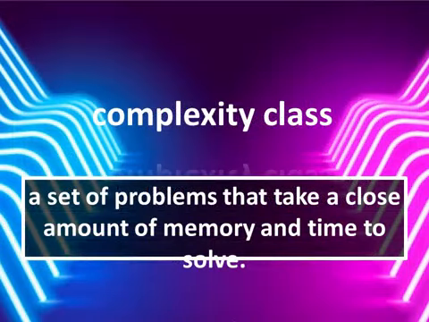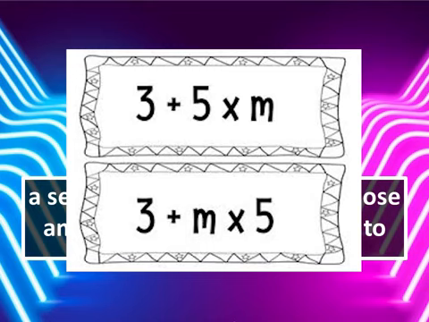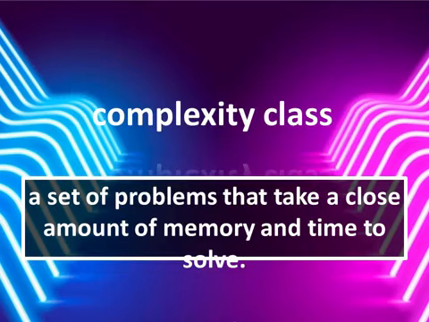A complexity class is a set of problems that take a similar amount of memory and time to solve. Such problems are often proven to belong to a particular class by passing them through an abstract computational model, like a Turing machine. Some of the most discussed problems in computer science involve proving the equivalence of two complexity classes, the most notable of which is the P equals NP problem. Some of the complexity classes include P, NP, and co-NP.